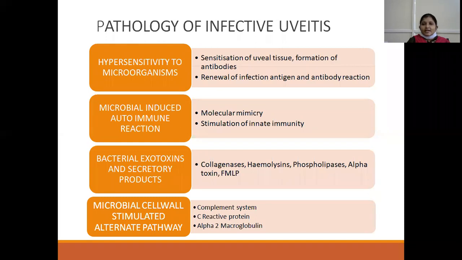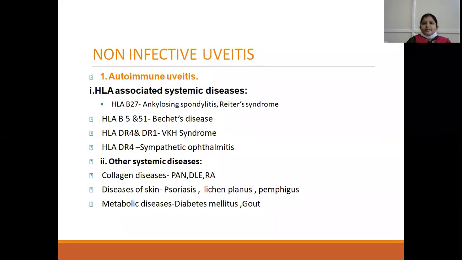And the next mechanism of infective uveitis is the microbial cell wall stimulated alternate pathway. So the alternate pathway which leads to inflammation is the complement pathway or C-reactive protein and alpha-2 macroglobulin. Next, coming to non-infective uveitis. So what are the various types of non-infective uveitis? As I've already mentioned, it is autoimmune uveitis, atopy, trauma, toxic related uveitis and idiopathic uveitis.